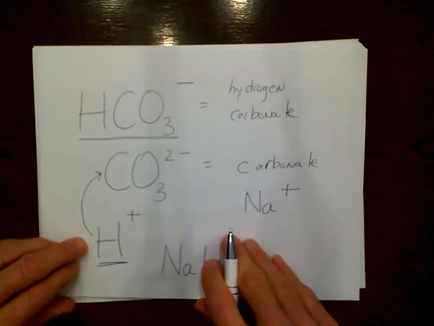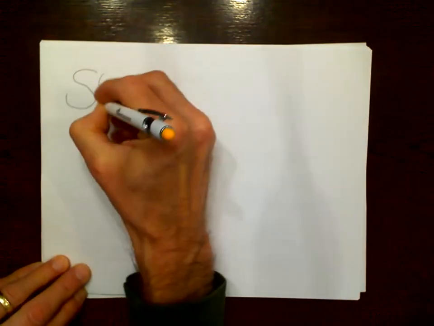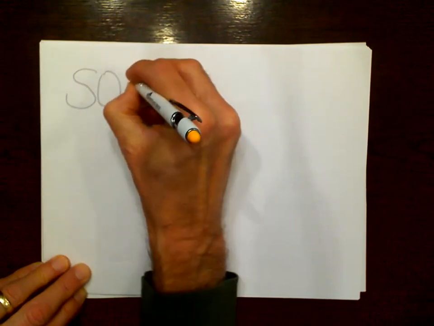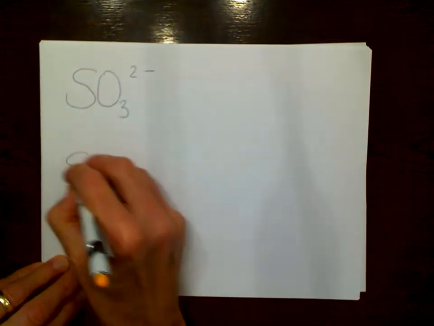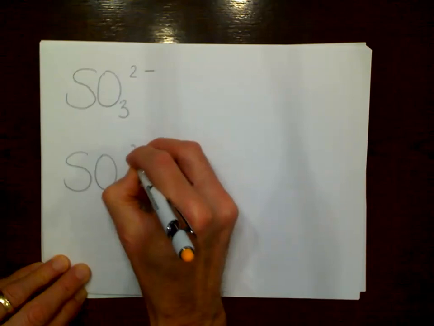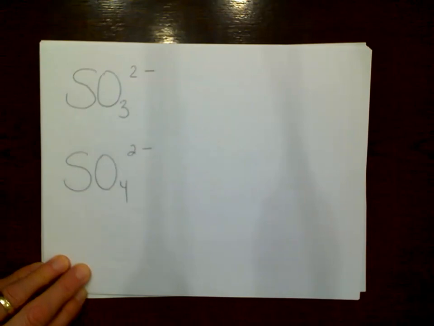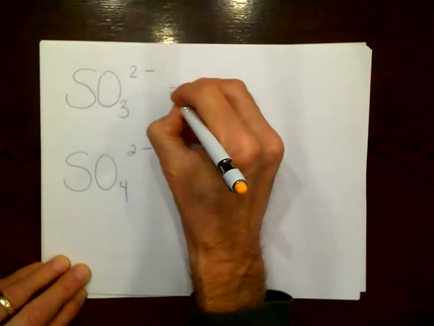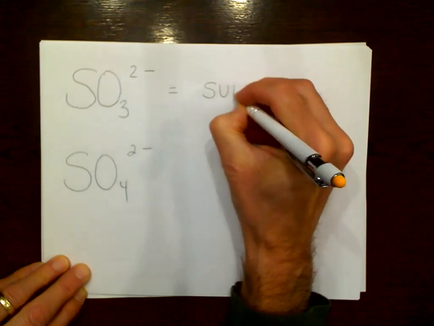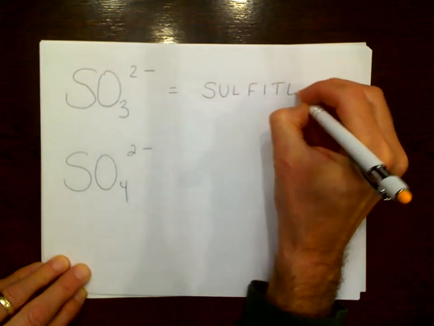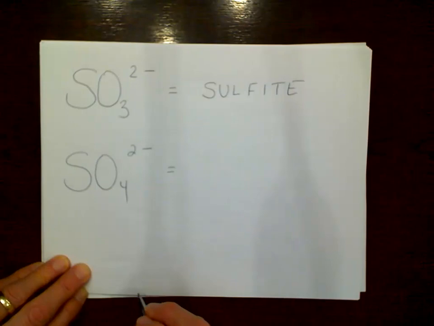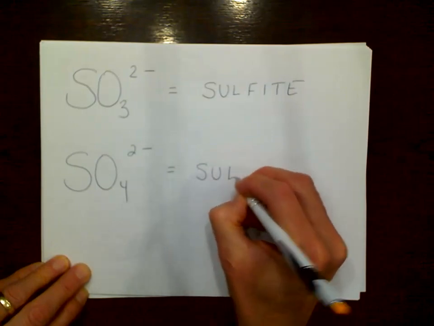All right, let me introduce you to another one. Another polyatomic ion. We're actually going to do a polyatomic ion pair. SO3 2 minus and SO4 2 minus. In this case, this polyatomic ion is called sulfite, and this polyatomic ion is called sulfate.